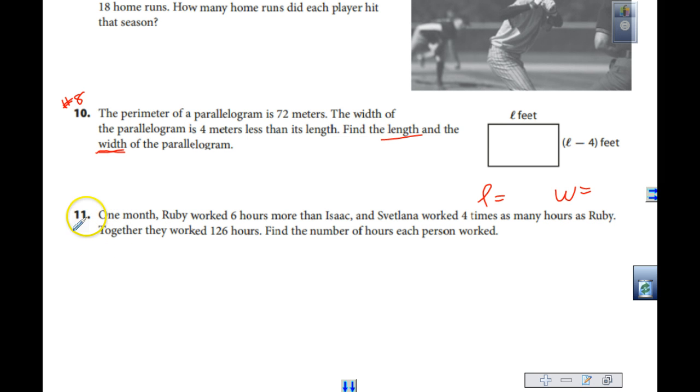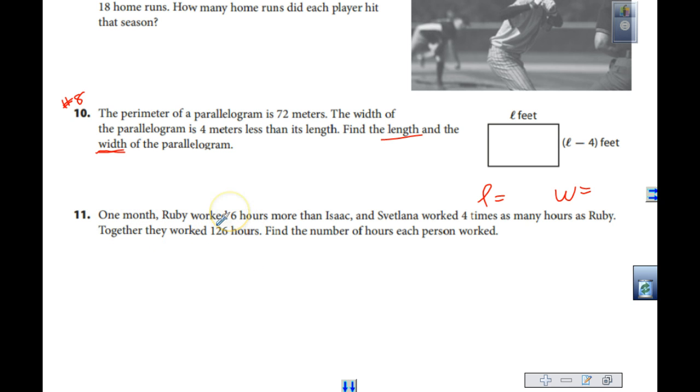Okay, 11, there'll be some other perimeter problems as well. You've seen these types before. Sometimes we're talking about ages, sometimes we're talking about how many hours did you work, but they're all done in the same way. They usually involve 3 people. So if you read this at first, Ruby worked 6 more hours than Isaac. Svetlana worked 5 times as many hours as Ruby. Together they worked 126 hours.